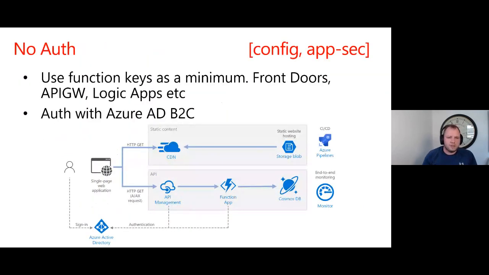No auth, right? So as I said, use function keys as a minimum. I was talking about this when we just spoke about the web application firewall. Use Front Doors if you're using API Gateway, Logic Apps accessing your functions, etc. Use a function key to give other services access to your stuff. But if you need to do product auth, you should do auth with Azure Active Directory B2C. There are third-party products like Auth0, etc.